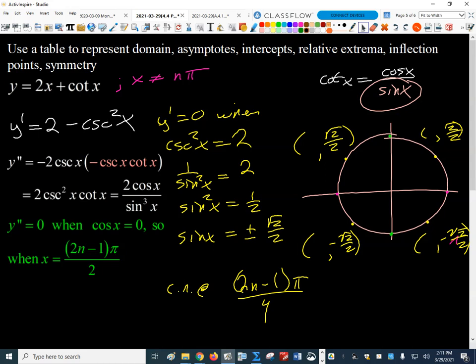Maybe it's easier to just turn a mic on. We have such a small number here. Somebody click a mic on and tell me, how come those are not critical numbers? The zeros of the first derivative would just be 0, pi, 2 pi, right? It's all the places where the unit circle intersects the x-axis.